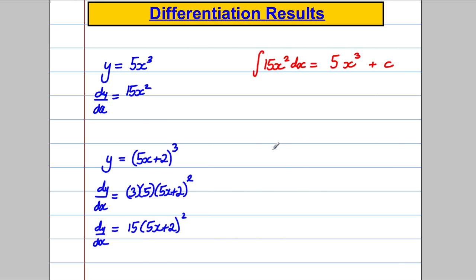Okay, now, if I asked you, without knowing what I've just done, what the integral of 15(5x plus 2) squared was with respect to x, you would have to say, well, it must have come from a (5x plus 2) cubed. Because when I differentiate (5x plus 2) cubed, I multiply by the 3, multiply by the 5, and keep this (5x plus 2) squared. So multiplying by the 3, multiplying by the 5 would give me this 15 that I'm looking for, and so that would be my answer plus c.